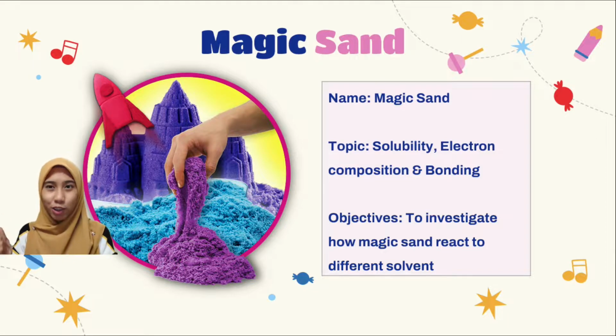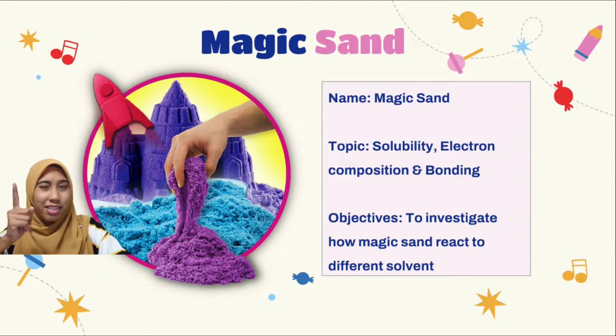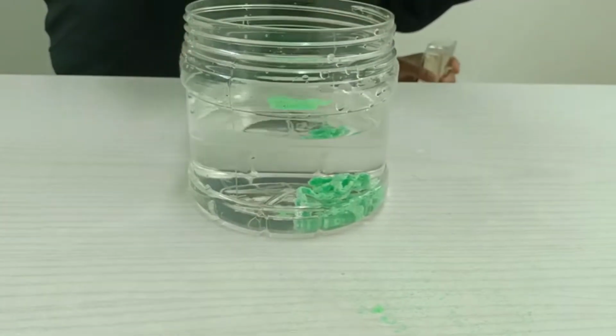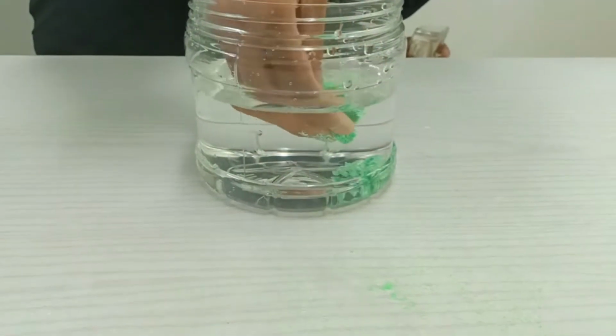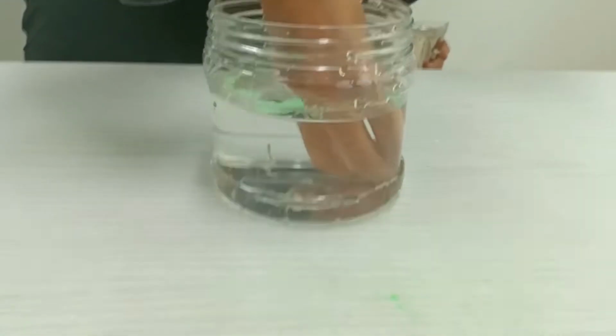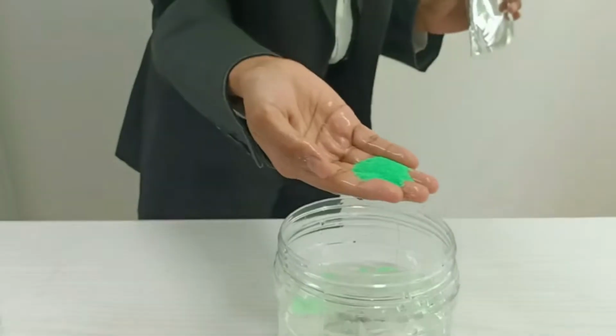The toy I could think of is to investigate how the magic sand reacts to different solvents. So let's get to understand more about it. The phenomenon you can see in the video is that the sand forms clumps when immersed in water, and the sand remains dry after getting out of the water. So what's the science concept behind it?